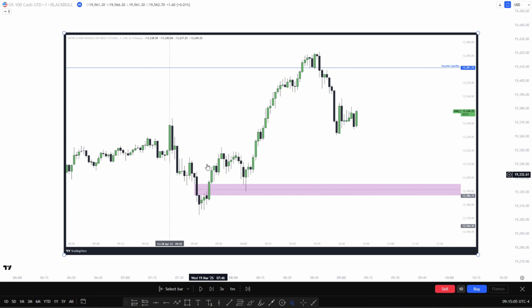Okay. So first of all, very important, you have to have a narrative. Okay. Our narrative here, our drawn liquidity is this buy side. It's relative equal highs on the left side of the chart. I'm not going to show them here, but trust me when I'm telling you, they are there. Very obvious relative equal highs. They are the initial drawn liquidity for the morning session.